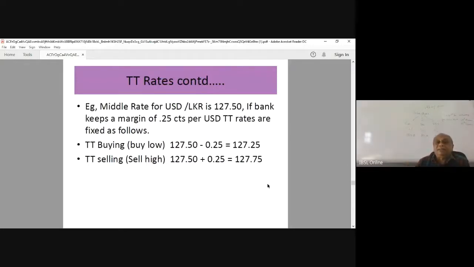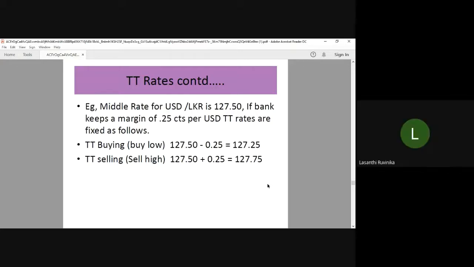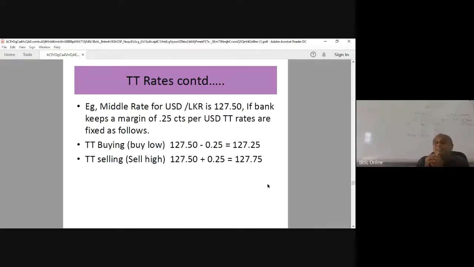For example, the middle rate for US dollar LKR is 127.50. If the bank keeps a margin of 25 cents per US dollar, then the rates are fixed as follows. TT buying: buy low. Selling: sell high. Buy low: 127.50, that's the middle rate, minus 0.25, gives 127.25. Is it clear? Yes, sir. Then TT selling, sell high: 127.50 plus 0.25 gives 127.75. Always we have to add or subtract the margin.